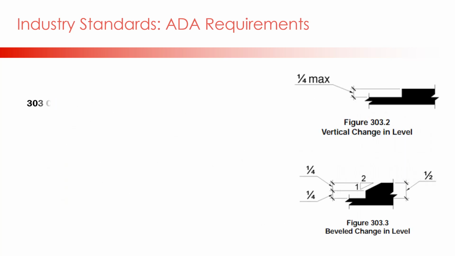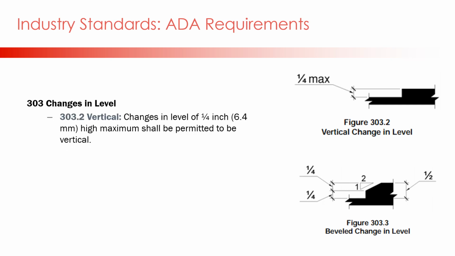The change in level requirements removes any potential for tripping and allows smooth transitions for wheelchairs and walkers from one surface to the next. Section 303 defines the requirements for change in level. The requirement states, any change in level of 1/4 inch may be vertical.